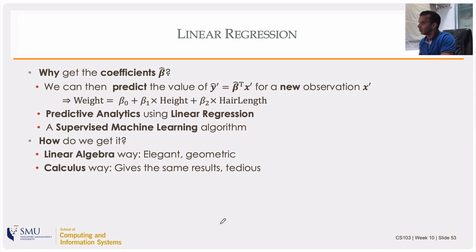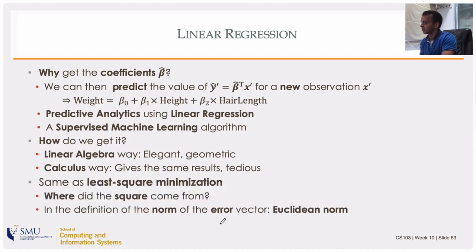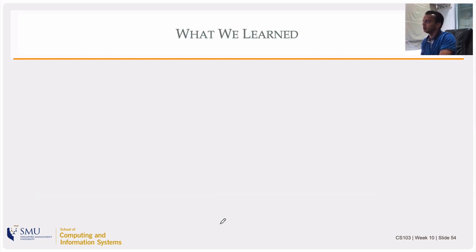So the way of doing it in linear algebra is elegant, geometric, thinking about the projection. Calculus will give the same answer, of course, but it's tedious and messy. The square in least square minimization comes from the fact that we are using the Euclidean norm.